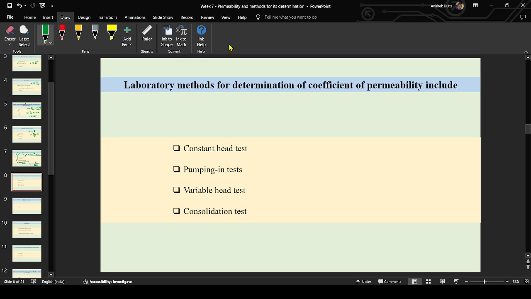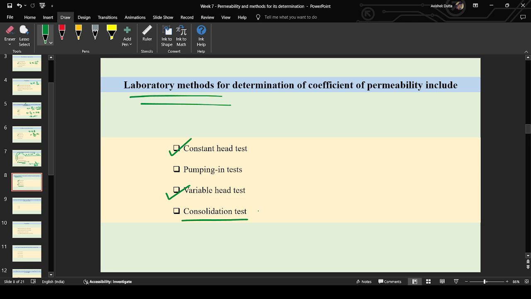Constant head, variable head, and consolidation. No, I have told in the beginning that laboratory tests, direct tests, should be used. Consolidation test is an indirect test. You can see in any standard books that under laboratory methods only these two come, because this is an indirect test. We will resort to this test only if these two are not working out for any particular soil sample we obtain from the field.